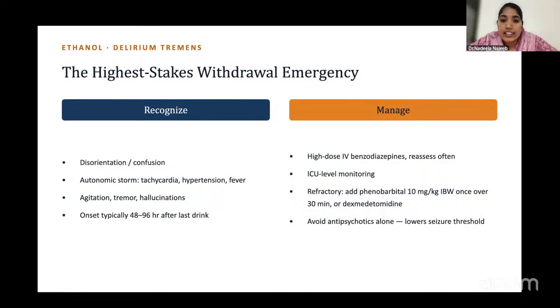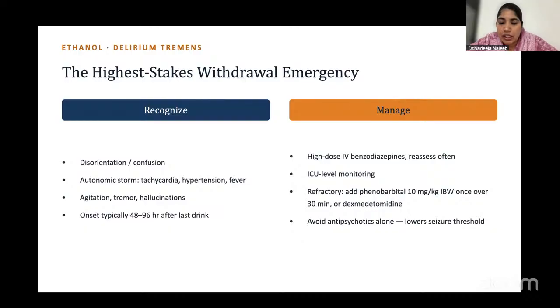Amongst all the ethanol-related withdrawal syndromes, the most dangerous of them all is delirium tremens, which has a high mortality of up to 15%. In case of delirium tremens, you have to remember the triad of DHA. D for disorientation, H for hallucinations, and A for autonomic storm. Mostly delirium tremens presents 2 to 3 days after the last drink. That is a key history that you can obtain from the patient.